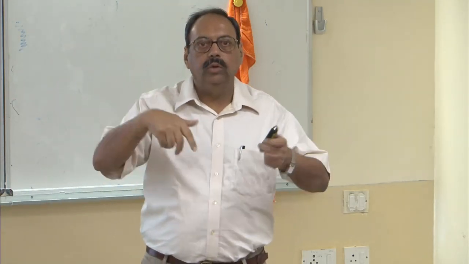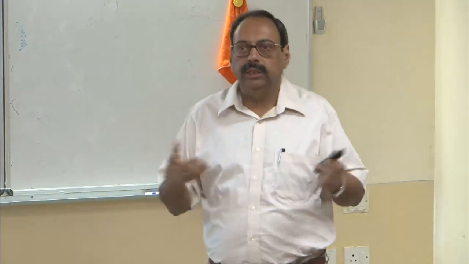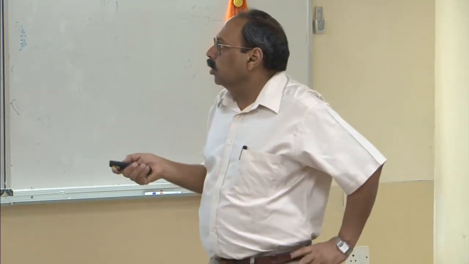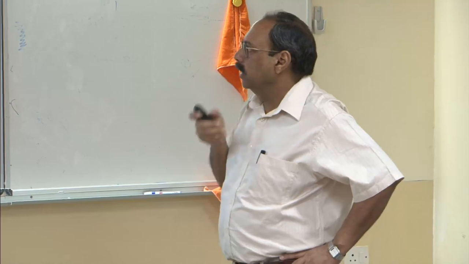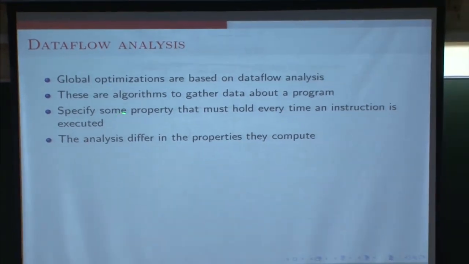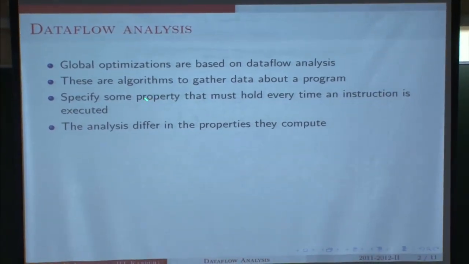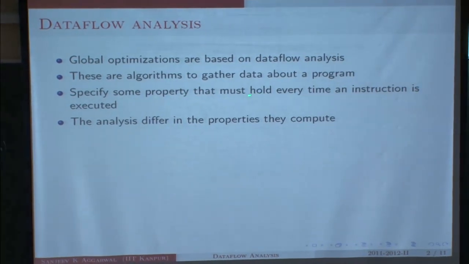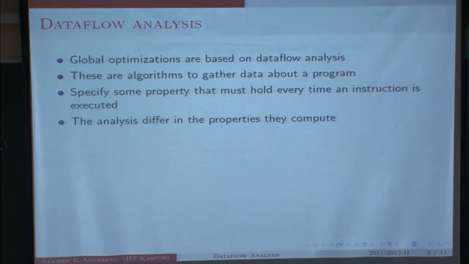Then I need to worry about multiple paths which may reach each of these basic blocks. So global optimizations are all based on what we know as data flow algorithms. What these algorithms do is gather certain data about the program, and this data tells us that we are looking for a certain property that must hold every time this instruction gets executed. This property, that debug will always be 0, must always hold, irrespective of how your program gets executed. And that is what data flow analysis will be able to tell me.